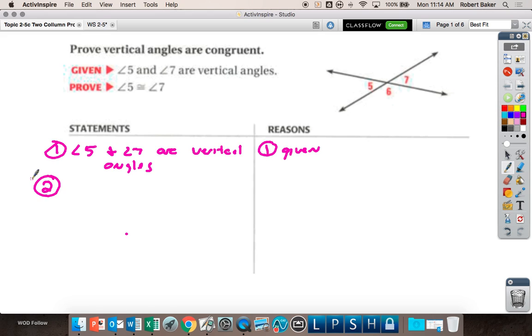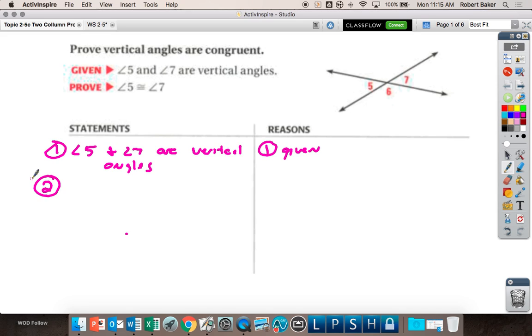Acute is good. It kind of applies here, but only to angle 5 and 6, or only angle 5 and 7, not necessarily angle 6. What is that thing called? So what do you call a pair of adjacent angles that form a line? A pair of angles that form a line. A linear pair. So say that geometrically.